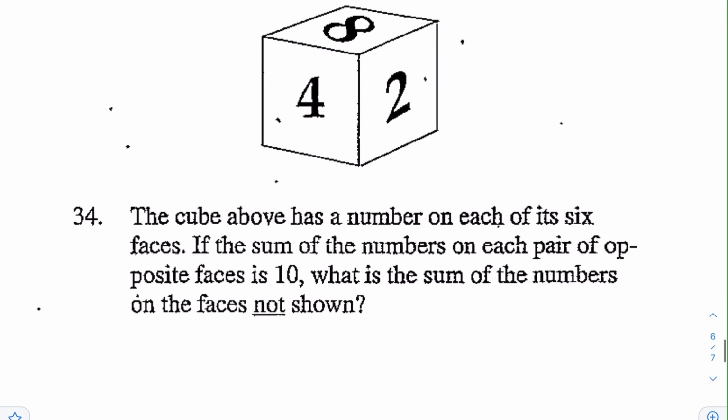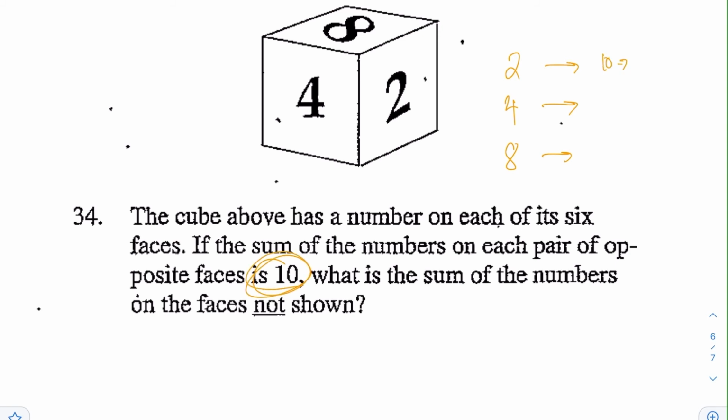Next, for number 34, the cube above has a number on each of its 6 faces. If the sum of the numbers on each pair of opposite sides is 10, what's the sum of the numbers on the faces that are not shown? So you have 3 shown, 2, 4, and 8. Now the 3 that are not shown have to pair with these to make a sum of 10.